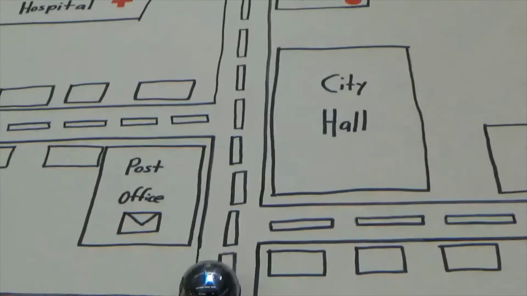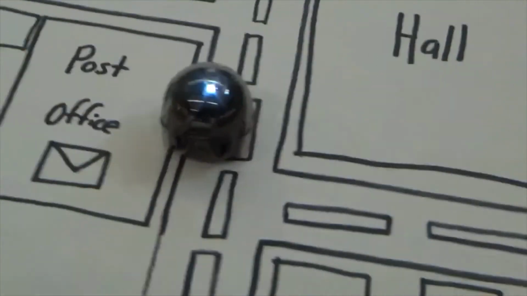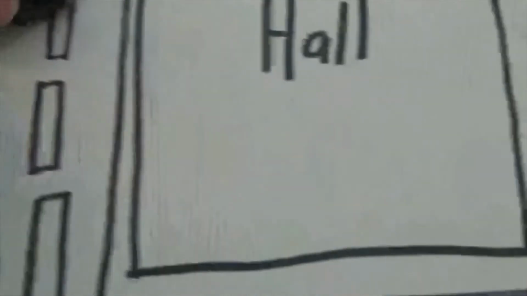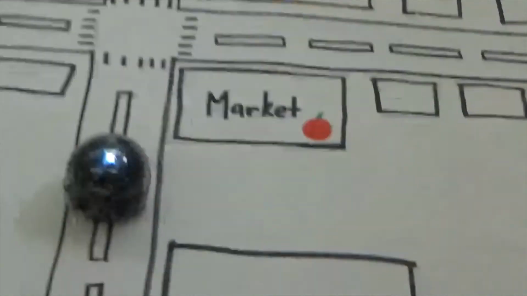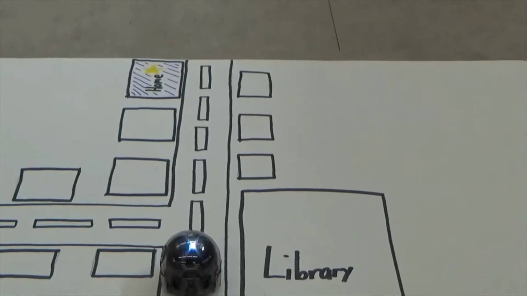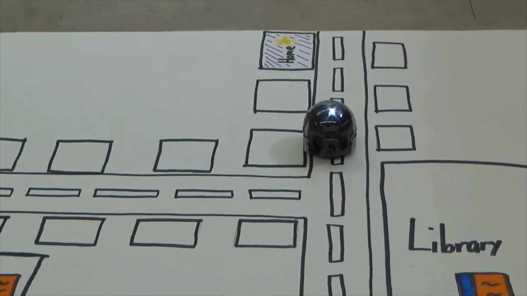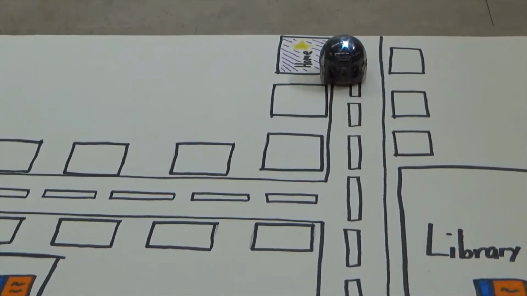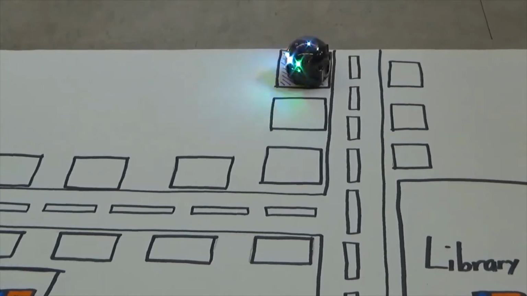Alright, so the program's loaded. We're going to place him on the bottom. Then double tap the power button. There he goes. Put him in the center there. Come on. There he goes. Keeps on going. And he's home. Yay! Cool, huh?